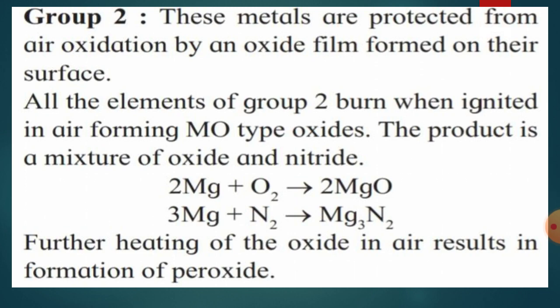Here you see, when magnesium, Mg, reacts with oxygen, it gets converted into magnesium oxide. While when magnesium is treated with nitrogen, it gets converted into magnesium nitride. Further heating of the oxide in air results in formation of peroxide. You are supposed to study this much only. So magnesium with oxygen gives magnesium oxide, and magnesium with nitrogen gives magnesium nitride.